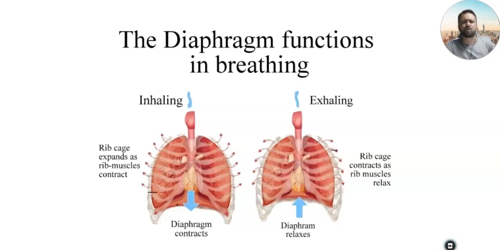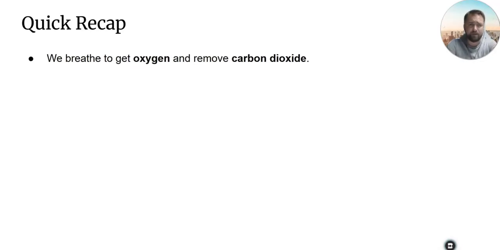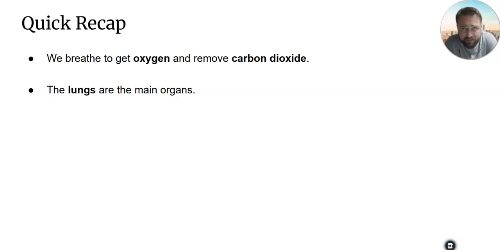But guys, I'm not going to drag this video out too much. Quick recap. We breathe to get oxygen and remove carbon dioxide. That's the main goal why we breathe. Then the lungs are the main organs. The second organ that we need to pay attention to is the circulatory system's main organ, the heart. So the respiratory and circulatory systems gel together to make everything happen.